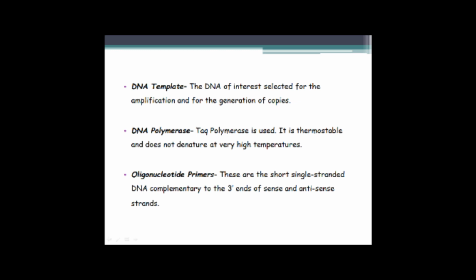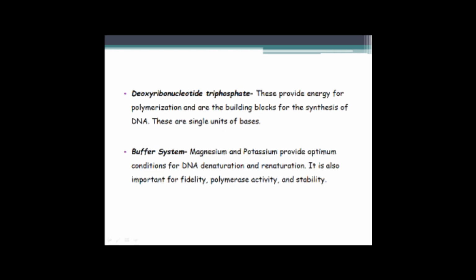Oligonucleotide primers. These are short single-stranded DNA complementary to the 3' end of sense and antisense strands. Deoxyribonucleotide triphosphate. These provide energy for the polymerization and are the building blocks for the synthesis of DNA. These are single units of bases. Buffer system. Magnesium and potassium provide optimum condition for DNA denaturation and renaturation. It is also important for fidelity, polymerase activity, and stability.